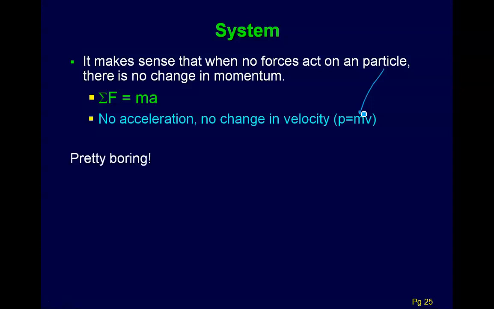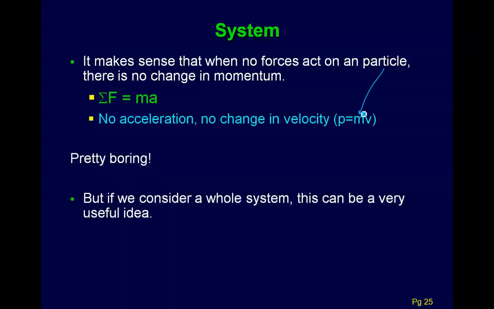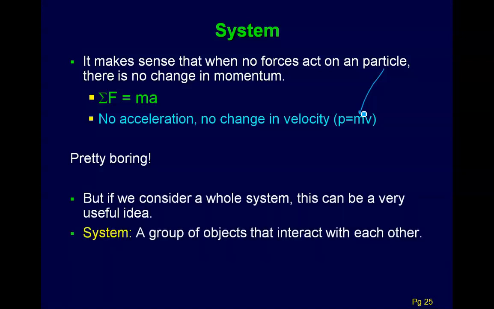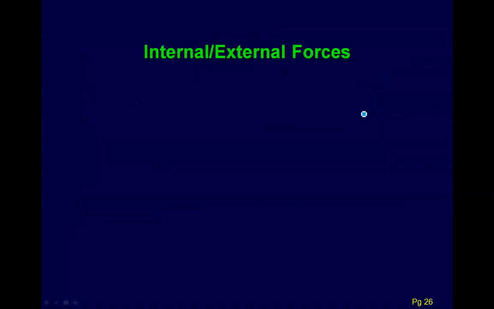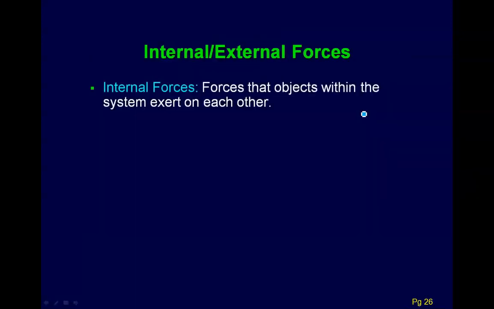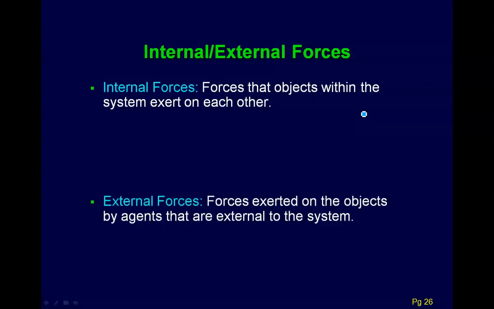It's actually pretty boring. However, if we consider a whole system, this turns into a very useful idea, and a system is just a group of objects that interact with each other. When we're talking about a system, we can break our forces into two kinds of forces. There's internal forces, forces that objects within the system exert on each other, and then there's external forces, forces exerted on the objects by something that's external to the system.